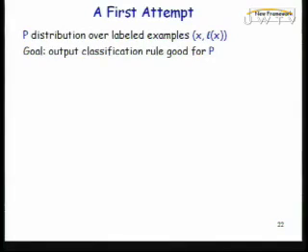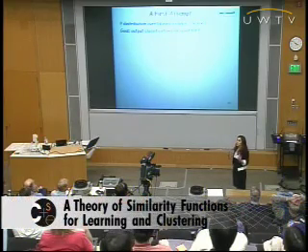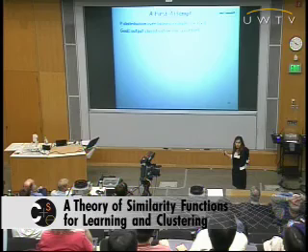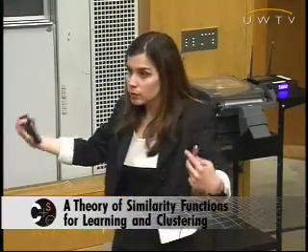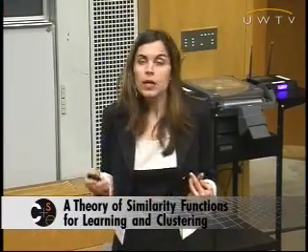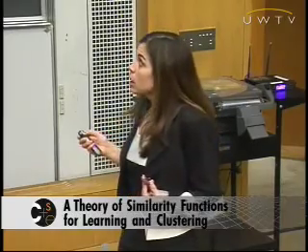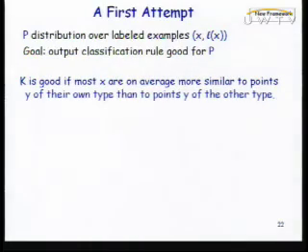For the classification part of my talk, we are trying to do binary classification, and our examples come according to some fixed but unknown distribution P over labeled examples, and our goal is to achieve low classification error with respect to P. In other words, we want to come up with a decision rule that does well on new examples coming from this distribution. Now, our first notion says that the similarity function is good for our learning problem if most of the examples are on average more similar to examples of their own label than they are to examples of the opposite label.